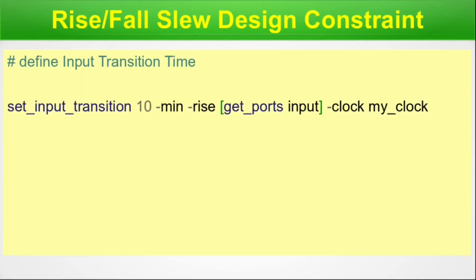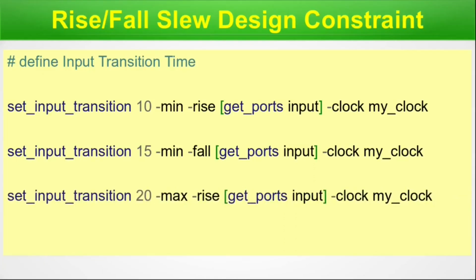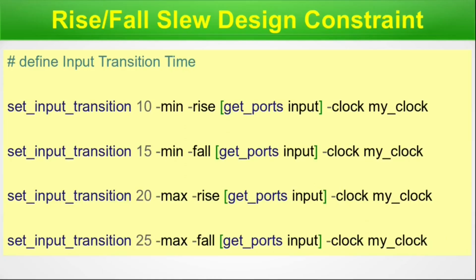Rise, fall, slew design constraint. In this slide, we are going to exemplify the rise and fall slew constraints through commands. Here goes our example. Define the input transition time. Set input transition 10, then minimum, then rise, then get ports of input and clock is my clock. Set input transition 15 minimum for fall type transition, get ports for input and then clock my clock. Set input transition 20 max, rise, get ports for input and clock is my clock. And we define set input transition 25 max, and for fall transition get all the ports input and then clock is my clock.